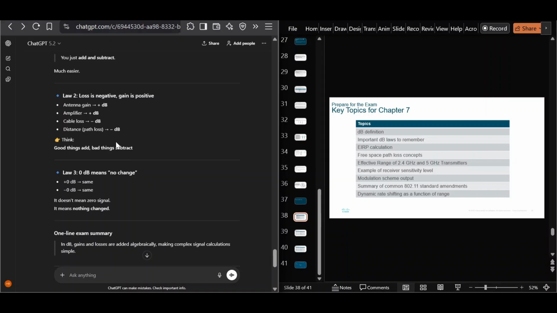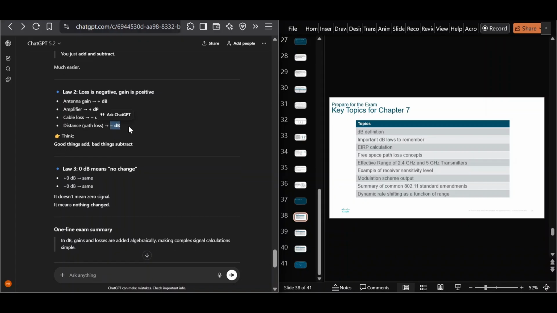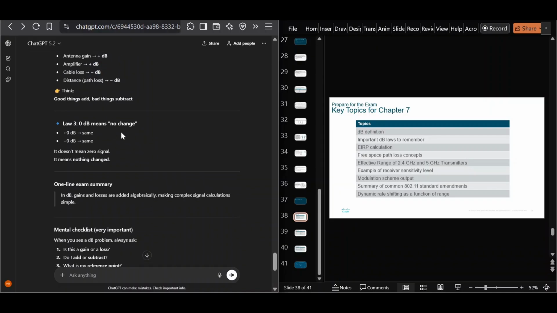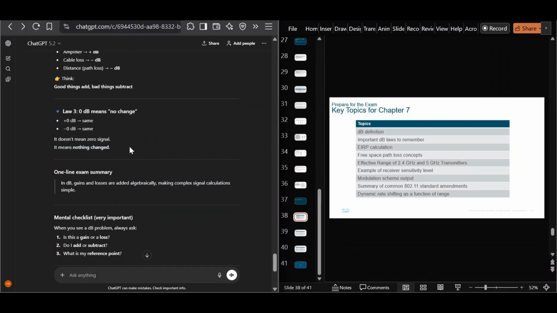Okay, simple. Distance, path loss, simple. Good things add, bad things subtract. Okay. 0 dB means no change. Plus 0 means nothing changes.